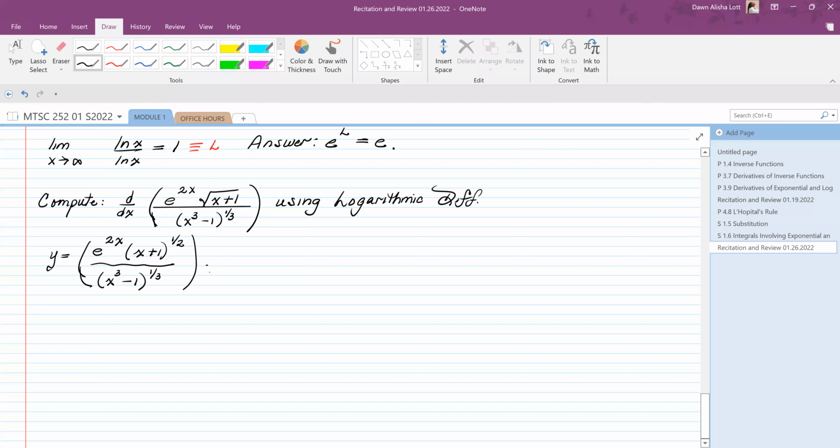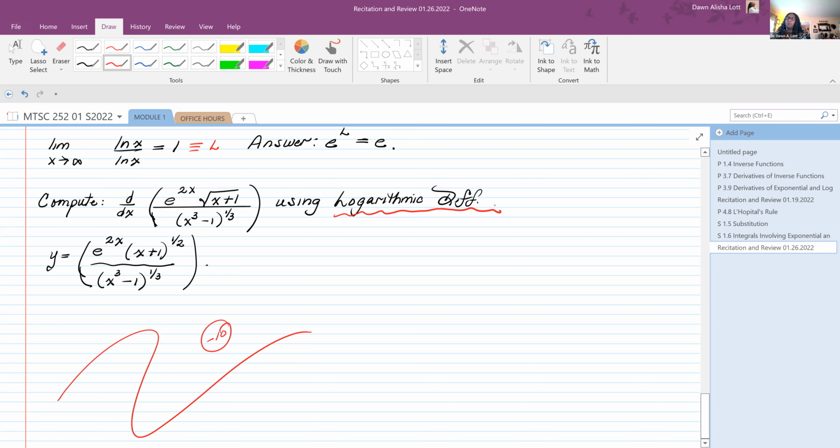Quotient rule. Oh, that will not get you any points on the test. I'm sorry. The reason why is because I want you to use logarithmic differentiation. So if you use the quotient rule, you will see -10 on your test, and I will highlight that this is the rule I want you to use.